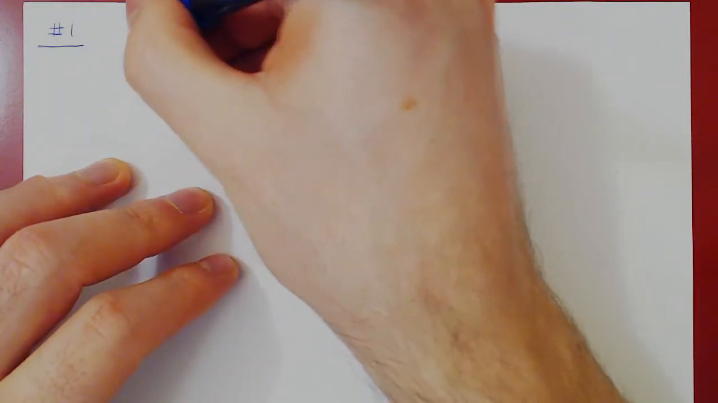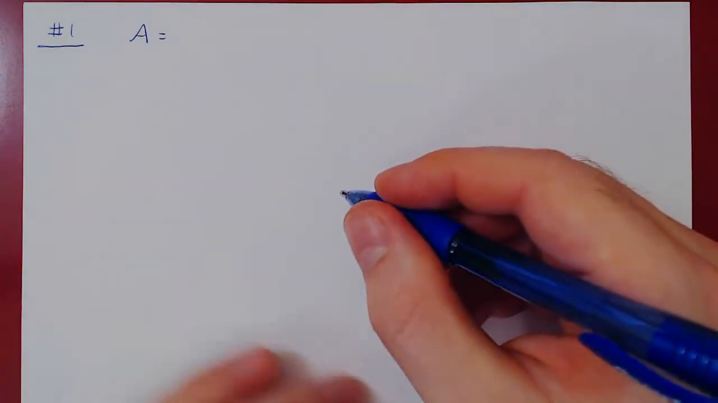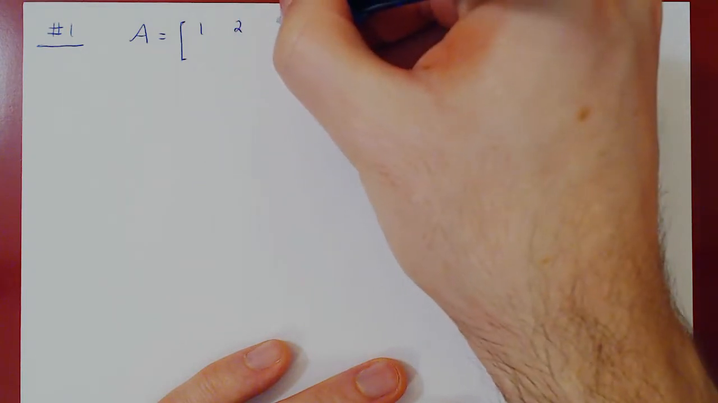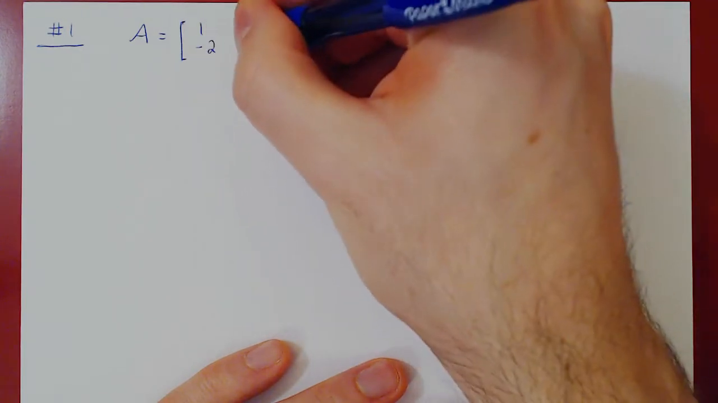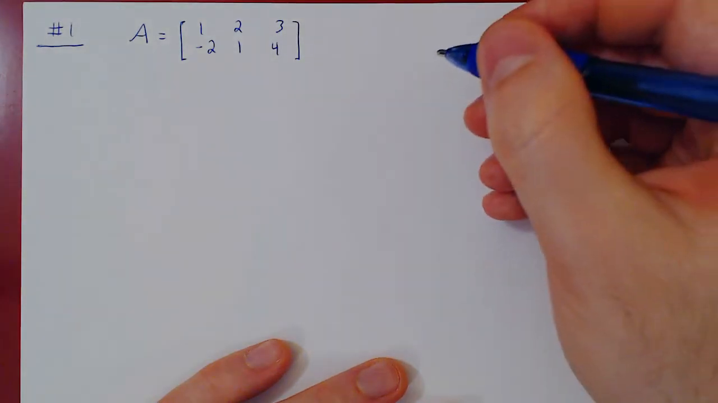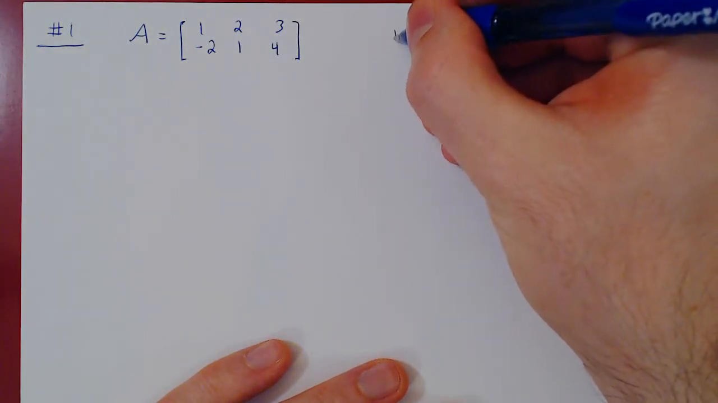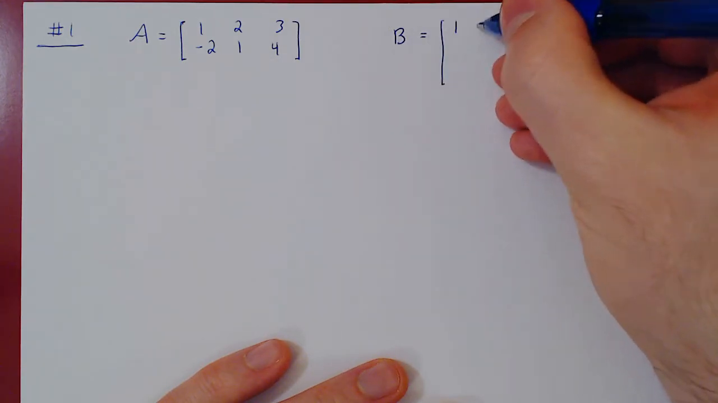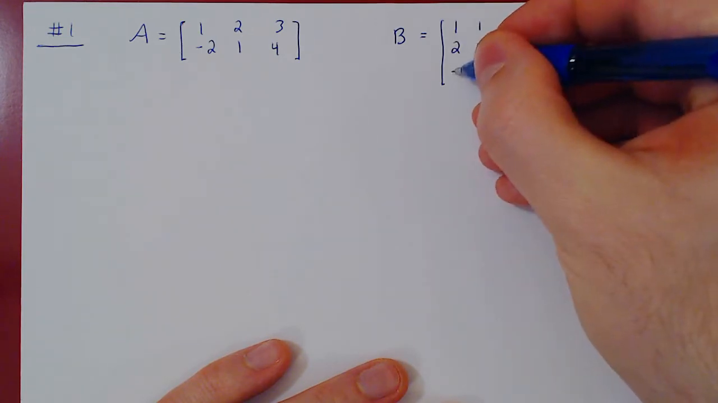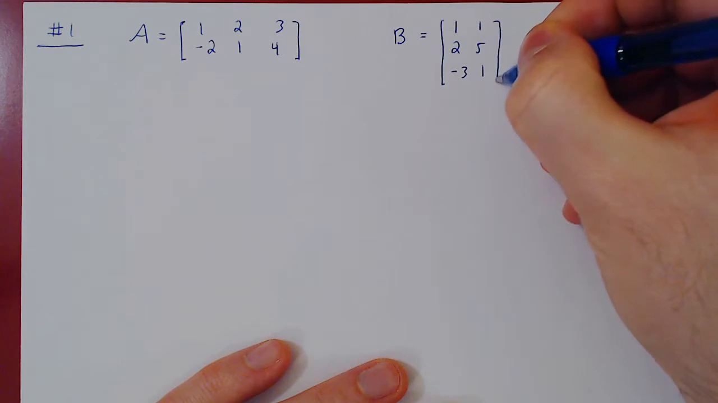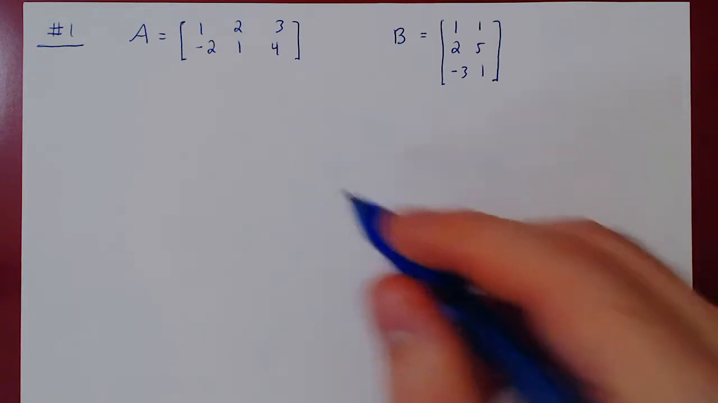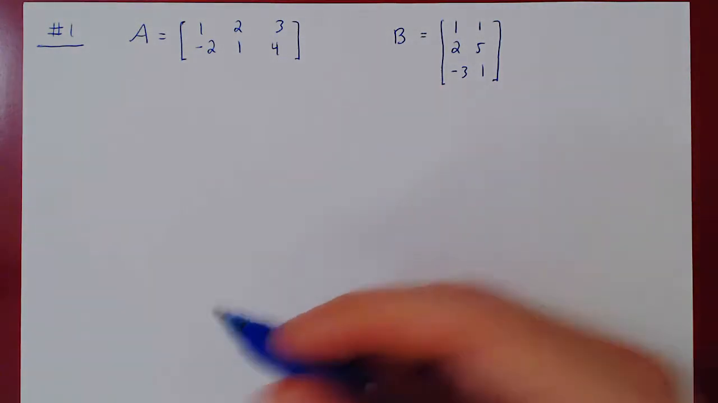So example number 1, let's take A to be, say, a 2 by 3 matrix. So 1, 2, 3, negative 2, 1, 4. And we'll take the matrix B to be, say, a 3 by 2. So 1, 1, 2, 5, negative 3, 1. So the first question is, can we multiply A by B? Can we do, or I should say A times B? Let's see.